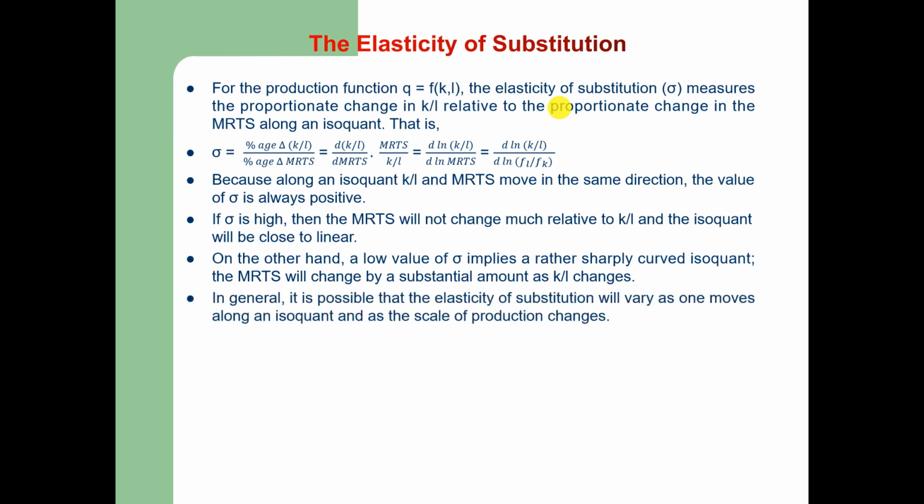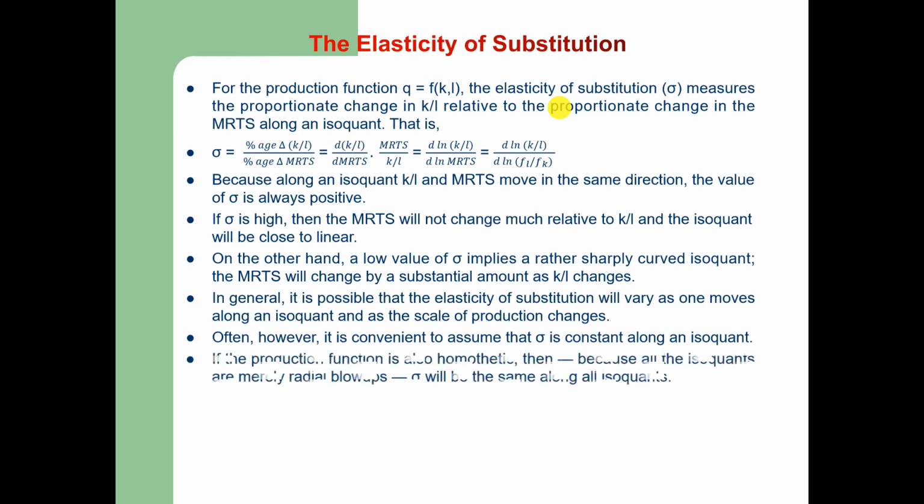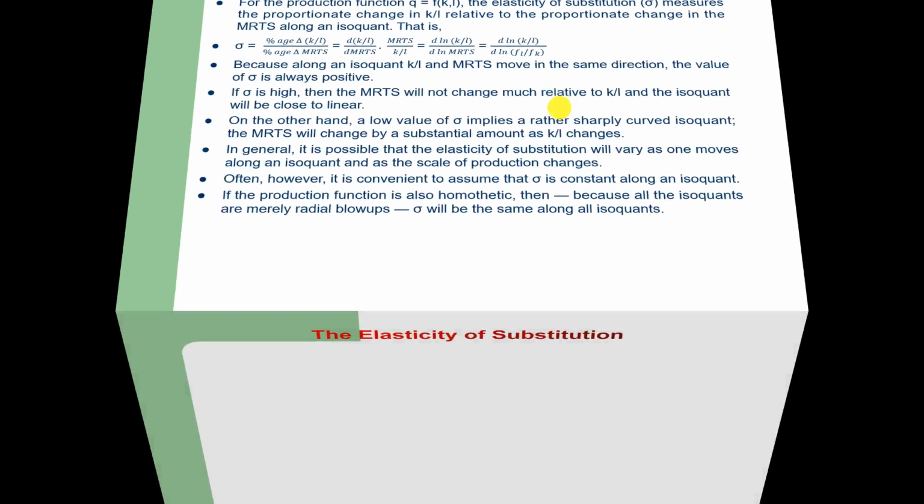changes. Generally, it may be possible that the elasticity of substitution will vary as one moves along an isoquant and as the scale of production changes. Often, however, it is convenient to assume that the elasticity of substitution is constant along an isoquant. If the production function is also homothetic, then since all the isoquants are merely radial blow-ups, the elasticity of substitution will be the same along all isoquants.